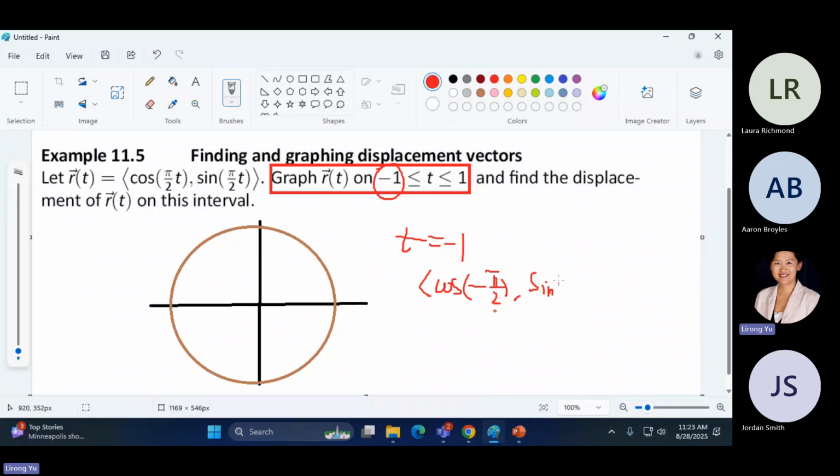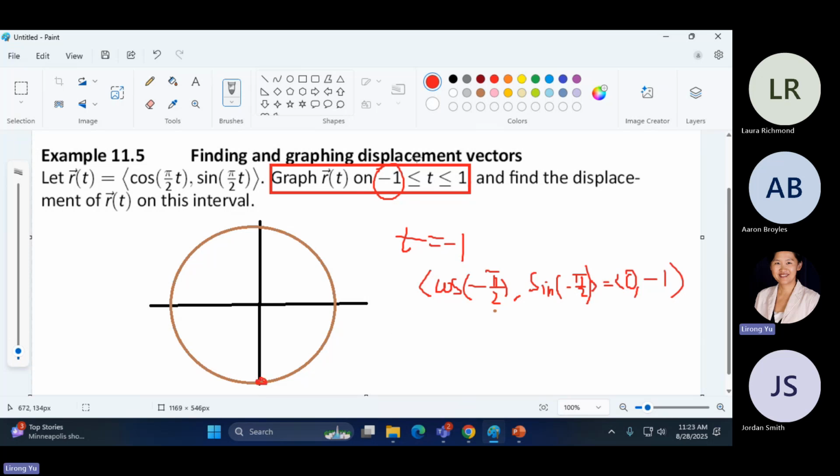And then sine -pi over 2, right, which will be x equal to 0. Cosine -pi over 2 is equal to 0. Sine -pi over 2 is -1. So that is this point.